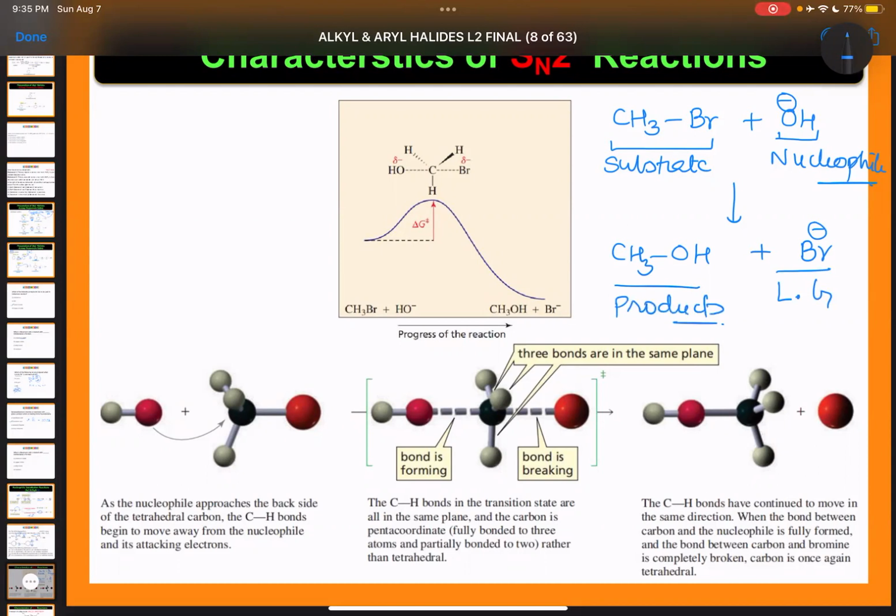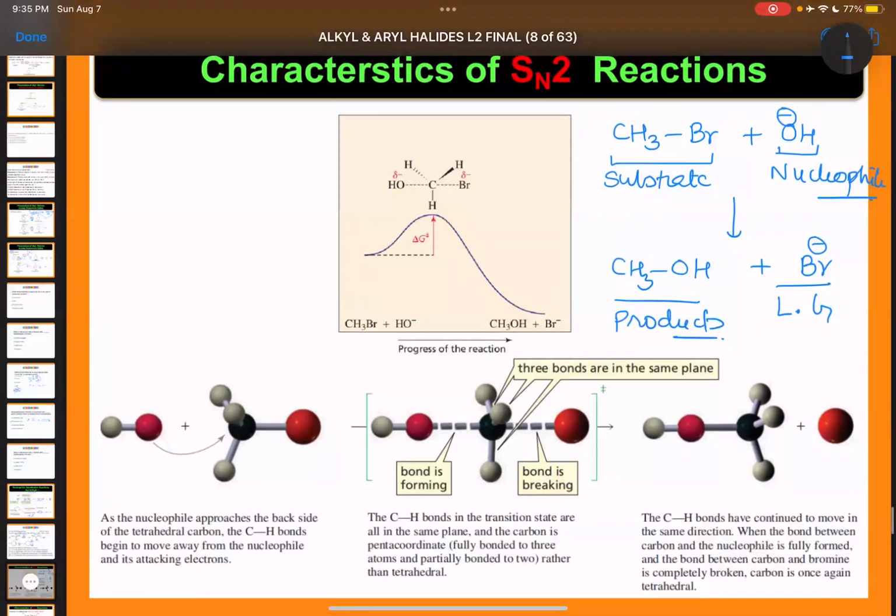So these are the terms which are used in substitution reaction, and this is the overall reaction. Just the reactants are written, products are written, that's it. But how it is happening, what is going on internally, that is not mentioned.